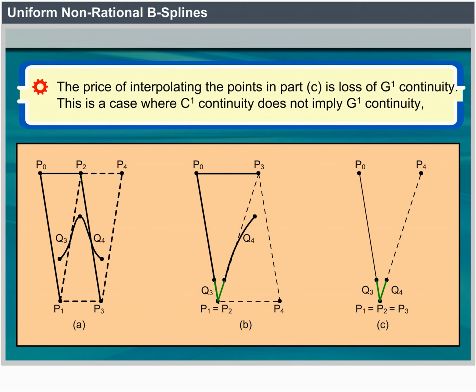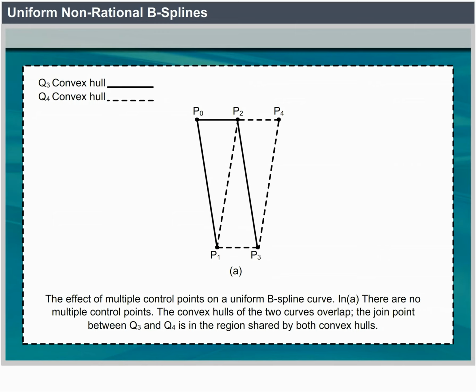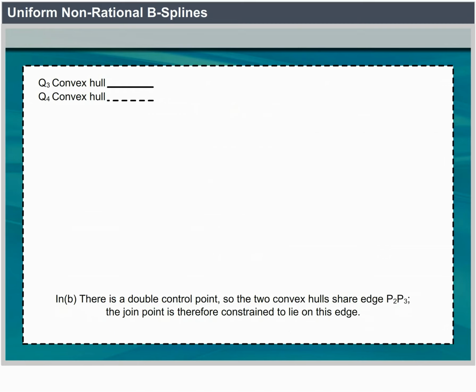The effect of multiple control points on a uniform B-spline curve is shown in these figures. In A, there are no multiple control points. The convex hulls of the two curves overlap. The join point between Q3 and Q4 is in the region shared by both convex hulls. In B, there is a double control point, so that two convex hulls share edge P2 P3. The join point is therefore constrained to lie on this edge.